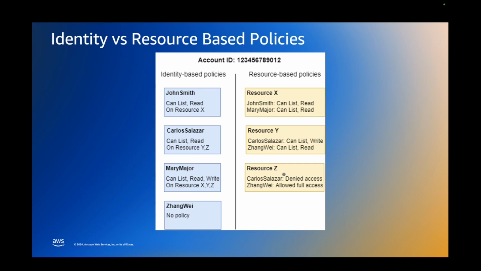If we compare identity-based policies versus resource-based policies, with identity-based policies, you define the permissions on the identity itself. In this case, we have users, for example, John Smith, Carlos Salazar, Mary Major, and Shang Wei, and we define the permissions on the different resources that they will access. On the other side, resource-based policies let me define on the resource who can access and what permissions they will have. So I define on the resource which identities can read and write or execute any action on the specific resource.